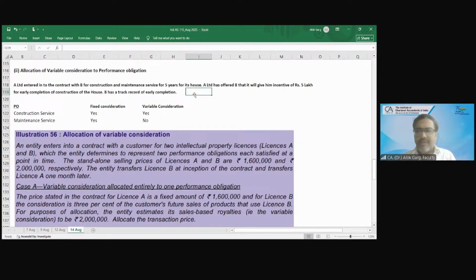So any doubt that it is not separate? Any doubt on the separation? No doubt? No, sir. Clear, sir.